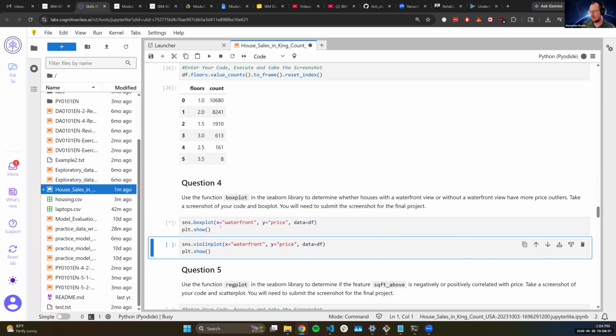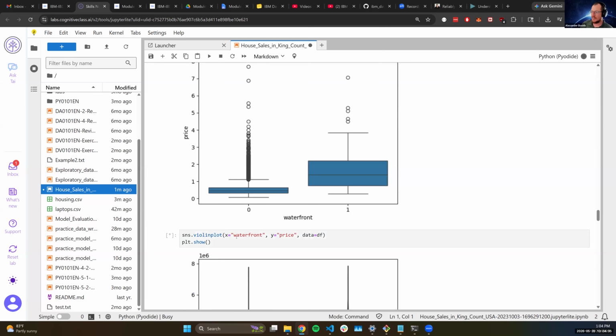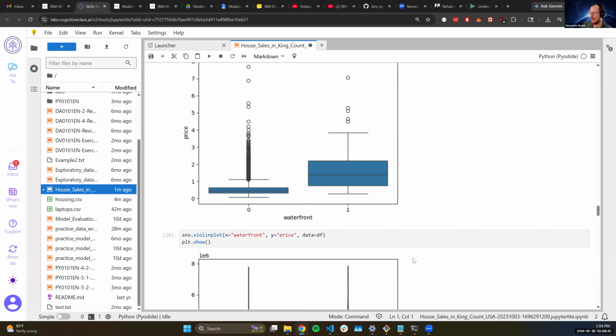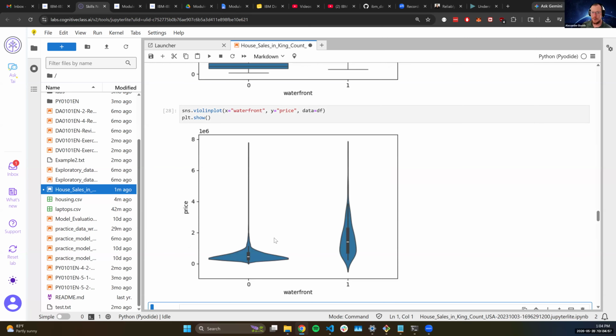We're going to look at distributions of waterfront houses versus price. I like looking at violin plots more than box plots, but they both tell the same story. In our case here, waterfront properties, being 1, do seem to be on average a little bit more expensive than houses not on the water. But there's plenty of outliers here. There are plenty of houses not on the water that also cost a lot of money. So waterfront isn't going to be our only predictor of price.